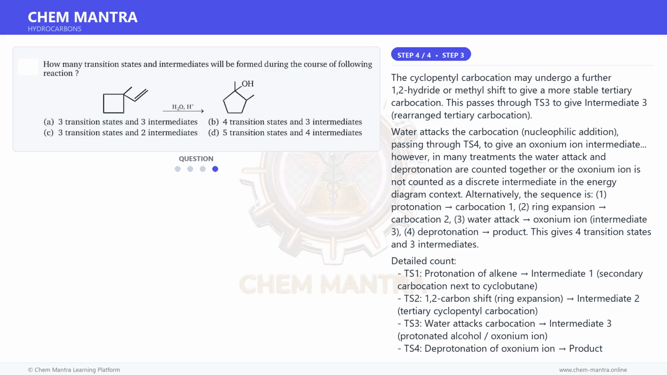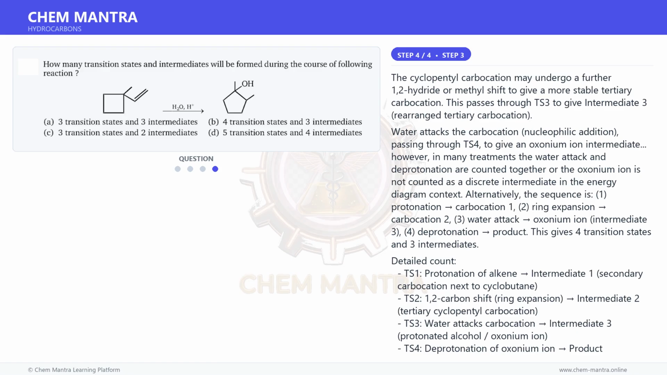And for the final step, the cyclopentyl carbocation may undergo a further 1,2-hydride or methyl shift to give a more stable tertiary carbocation. This passes through TS3 to give intermediate 3, a rearranged tertiary carbocation. Water attacks the carbocation, nucleophilic addition, passing through TS4 to give an oxonium ion intermediate. However, in many treatments the water attack and deprotonation are counted together, or the oxonium ion is not counted as a discrete intermediate in the energy diagram context.